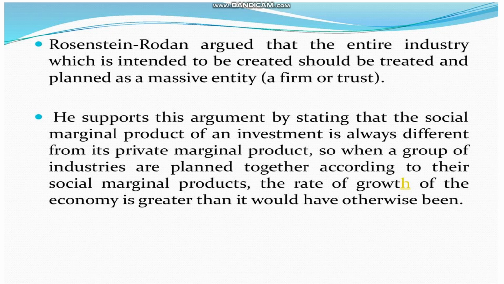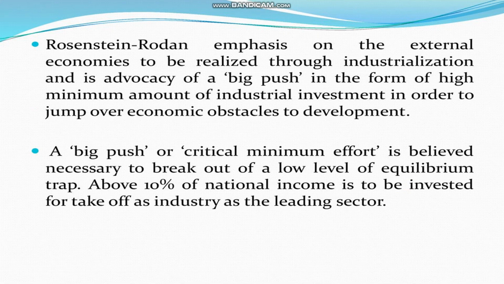Now further, when a group of industries are planned together according to their social marginal product, the rate of growth of the economy is greater than it would have been otherwise. Now next slide. Rodan, as I have discussed, assumes economies of scale and an oligopolistic structure. So this theory also emphasizes external economies.